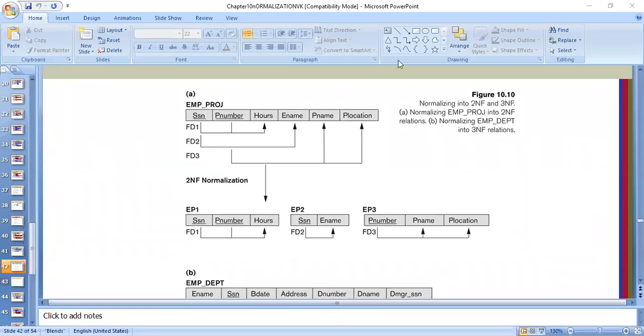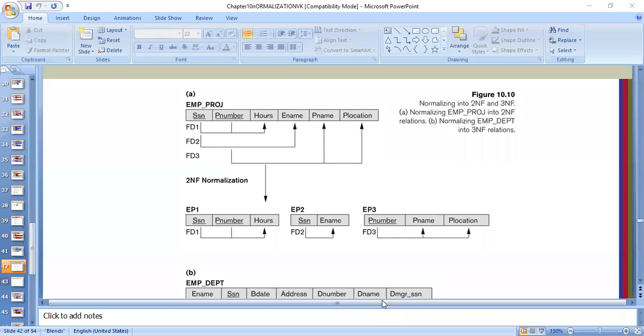Let us see. Suppose we take hours, which we have seen in the previous example. Hours is fully functionally dependent on this combination. Do you agree? Hours can be determined only when we have both the SSN values and the project number. Both these values are required to uniquely determine the number of hours, isn't it? So hours is fully functionally dependent on this combination of values.